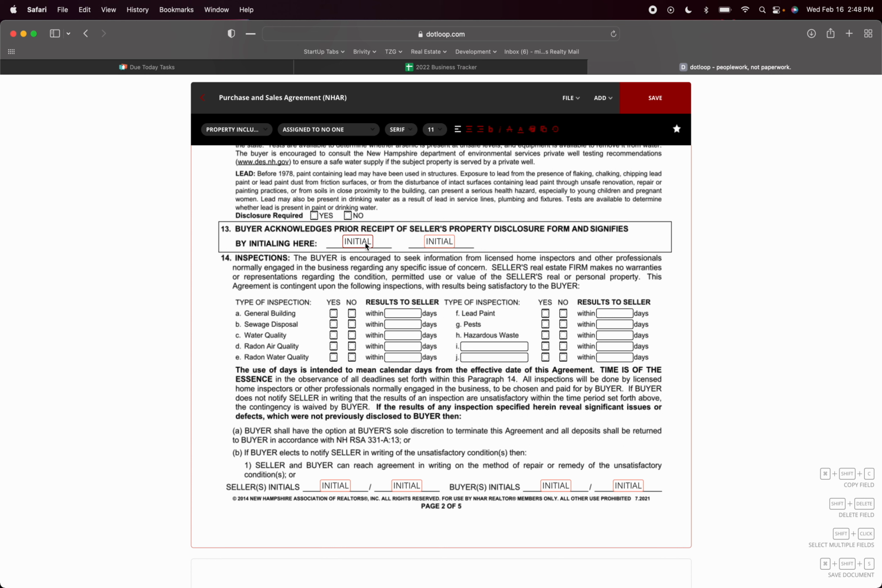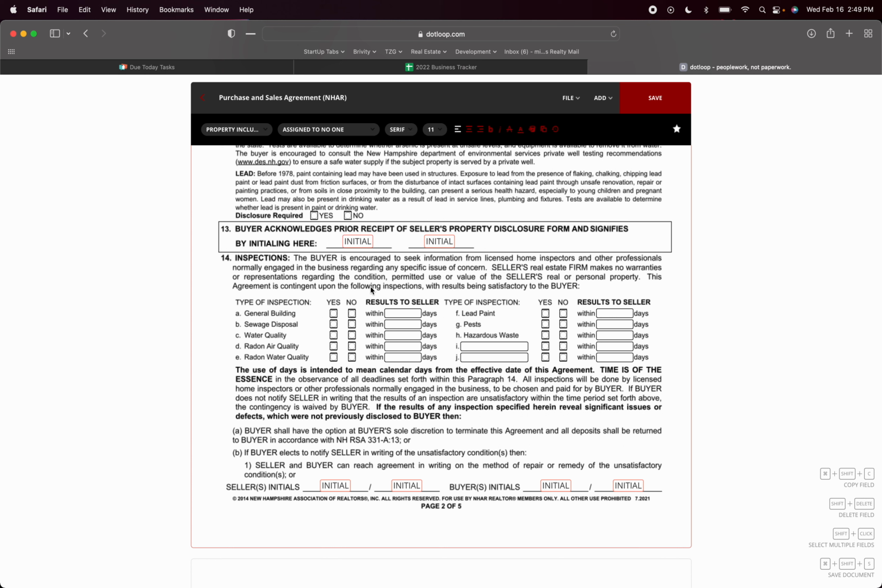So if for some reason your buyer has not seen the property disclosure prior to making an offer, you do not want to have them initial this section. They should be seeing it. You definitely want to find out why if the property disclosures are not available. But do not have your buyer initial here if they have not actually seen the property disclosure. Just because there's a spot for an initial doesn't mean it's appropriate to initial it, so just keep that in mind.